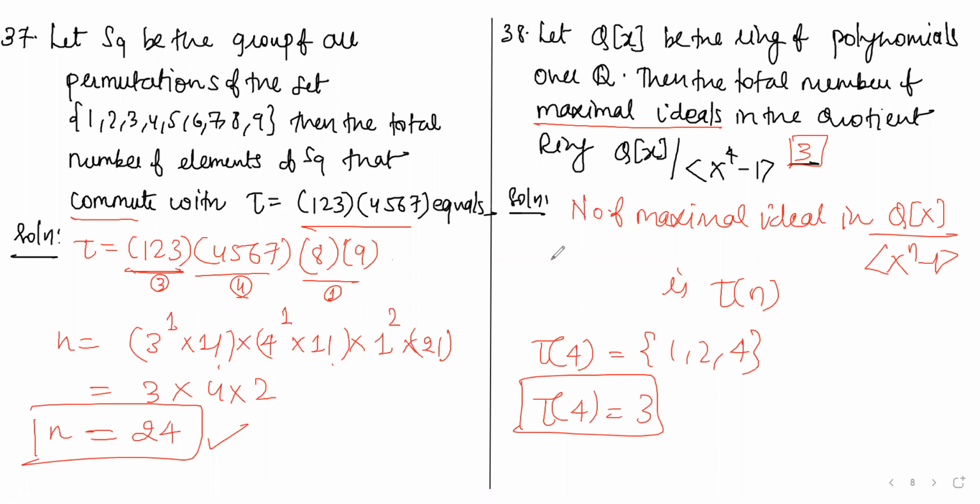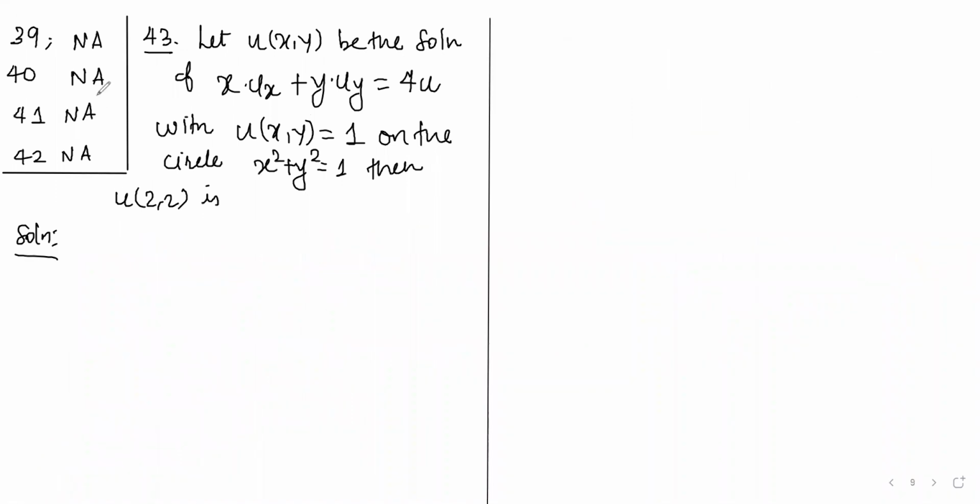So there are 3 maximal ideals. Now, let's see. From here, 39, 40, 41, 42, I haven't solved. Now let us solve 43. 43 is a Cauchy problem. So let's solve and see what is there in this Cauchy problem.